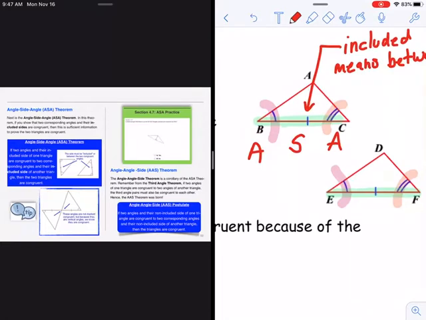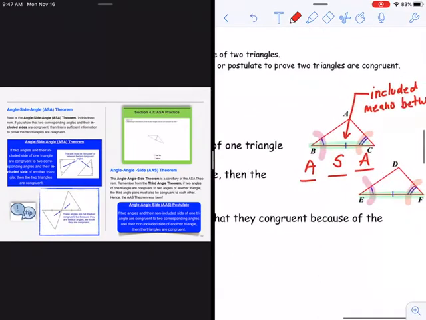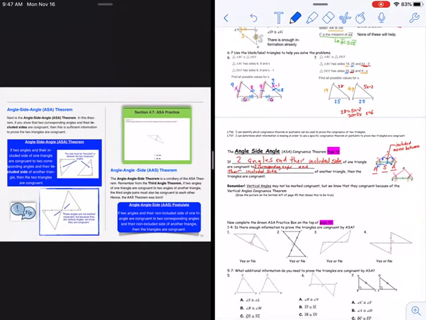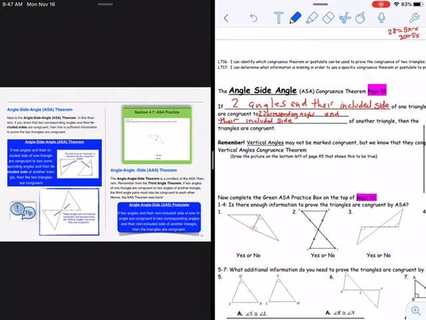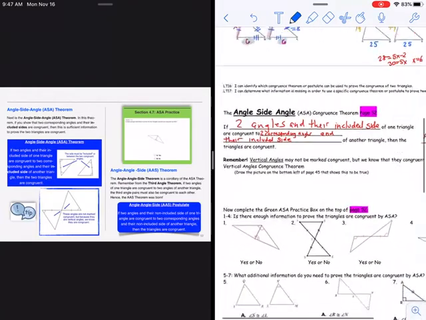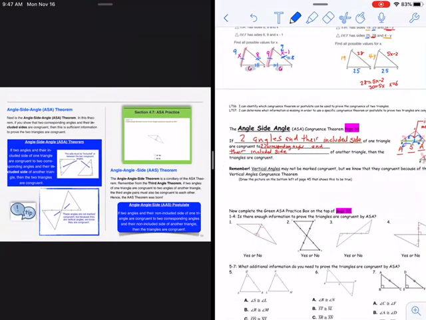And the combination of all these letters is very specific. This is specifically the angle side angle theorem. Why? Just how this side is between the angles, this S is between the A's. Just how we write it out and how it visually is, how it spatially is the same. It matches up. This is specifically the angle side angle theorem because the side is between both the angles. That's incredibly important. And then remember, we have a huge punchline. Vertical angles may not be marked congruent, but we know they are congruent because of the vertical angle congruence theorem.